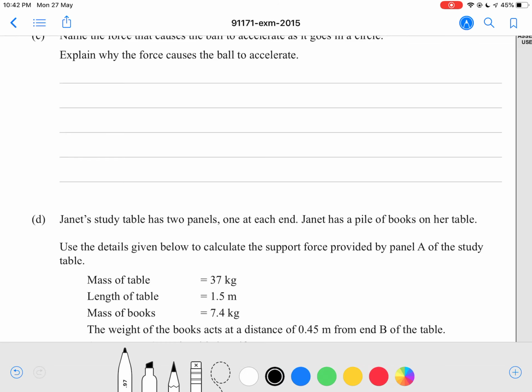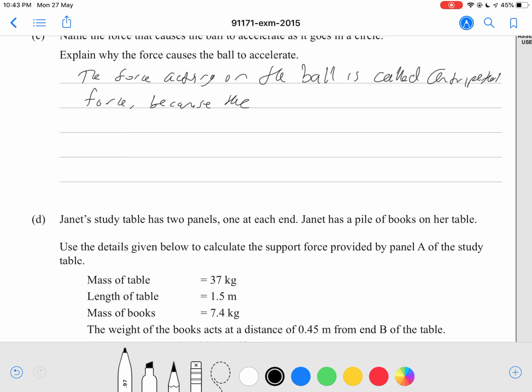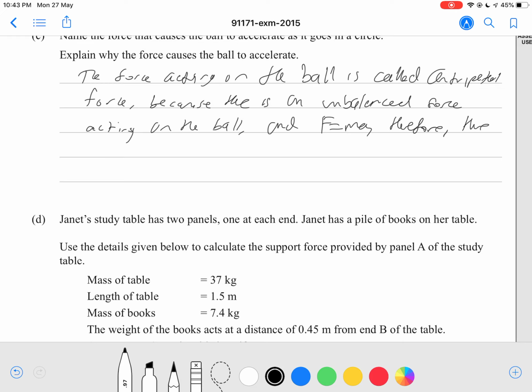So we're going to say the force acting on the ball is called centripetal force because there is an unbalanced force acting on the ball, and F equals ma, therefore there is an acceleration. Therefore there is an acceleration on the ball.